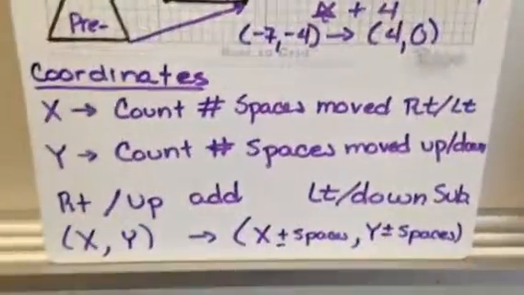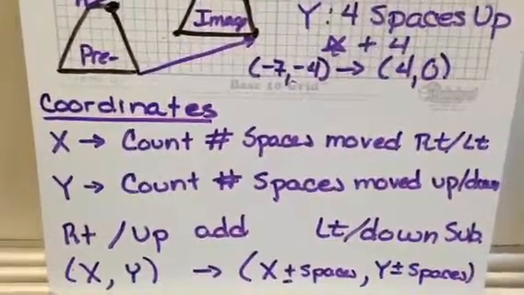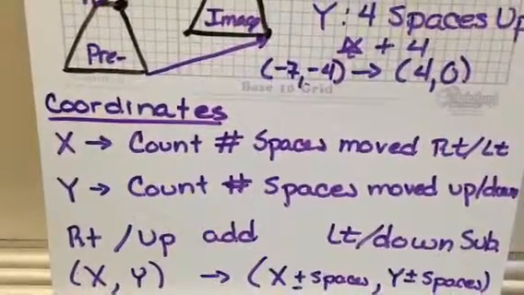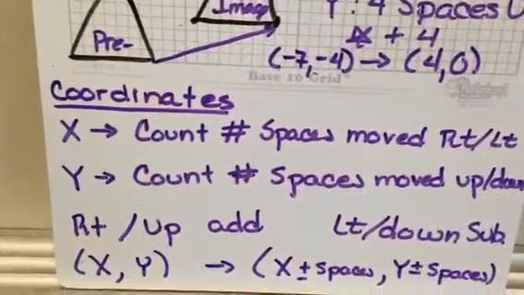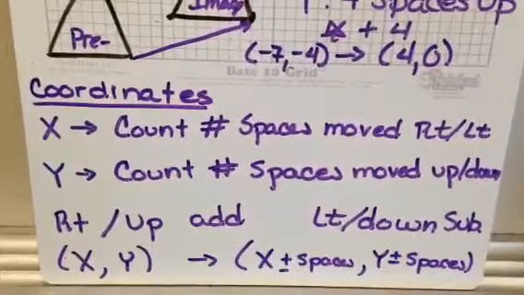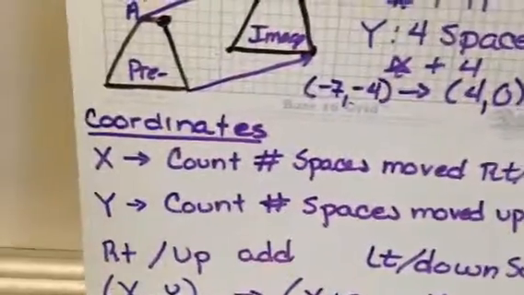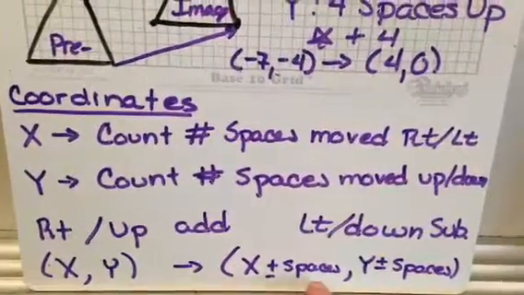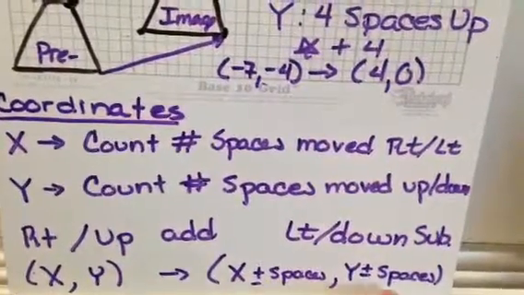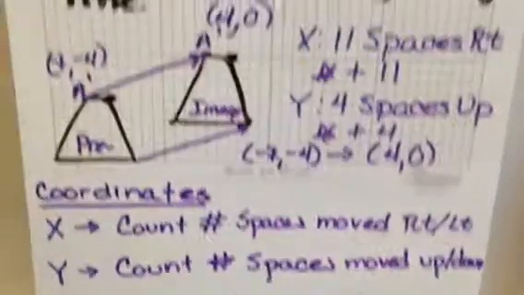When you are looking at your x coordinates, you're going to count the spaces that moved right or left. For the y coordinates, we count the spaces up and down. When you are moving right or up, that's going to be an addition. When you are moving left or down, it's going to be a subtraction. So if we have our pre-image point at xy, our image point is going to be x plus or minus how many spaces moved, and our y will be y plus or minus how many spaces moved.